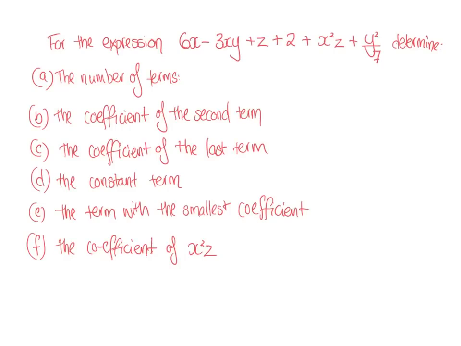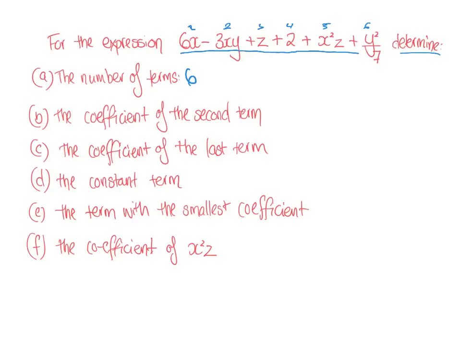Okay, so we're going to have a look at this expression: 6x minus 3xy plus z plus 2 plus x squared z plus y squared over 7. They want us to determine a few things. First, the number of terms. So we've got 1, 2, 3, 4, 5, 6. So we have 6 terms in this expression.